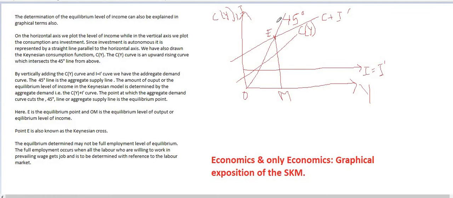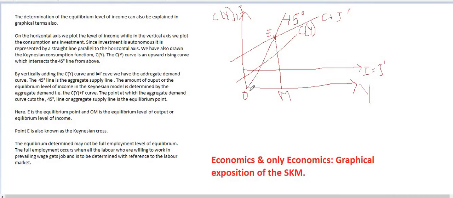So in the Keynesian model, the output is determined by the C plus I curve, or the aggregate demand curve. What amount of output will be produced is determined by the aggregate demand curve. The point at which the aggregate demand intersects the aggregate supply gives us the equilibrium level of output or income. This point E is also known as the Keynesian cross, as per the economists.